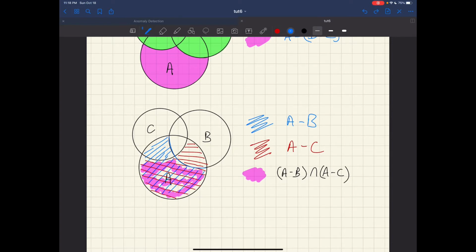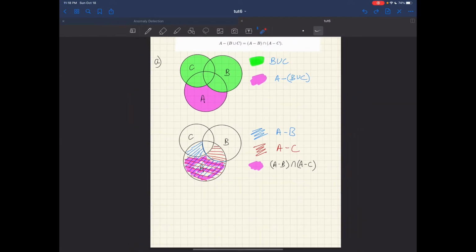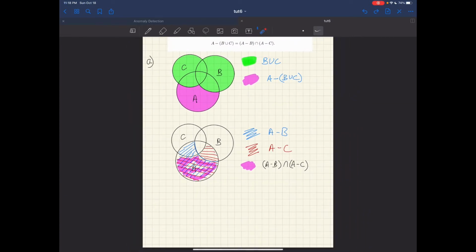Now we are supposed to take the intersection of the blue and the red region. So this is the region that's common between both, and that's exactly what our left hand side looked like. That's how we can prove that these two are equivalent.